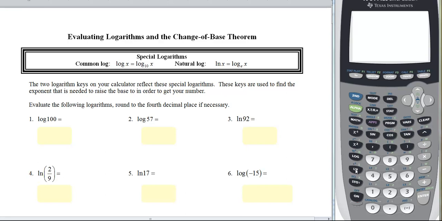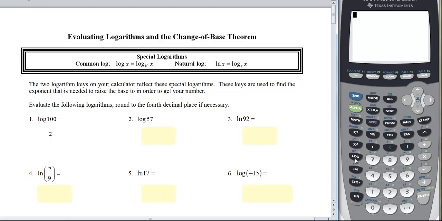reflect these particular logarithms, and these keys are used to find the exponent that's needed to raise whatever the base is in order to get your number. So in this one right here, the log of 100, well, I could rewrite 100 as 10 squared, and if you remember, whenever this little base here is the same as that, it should equal my exponent.